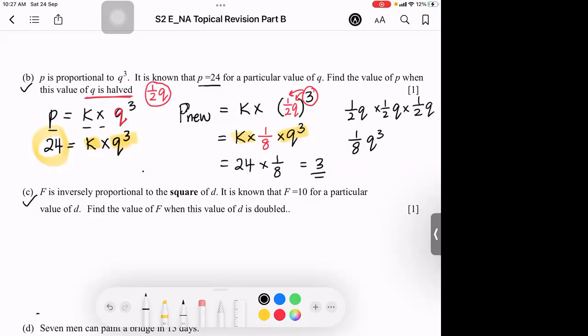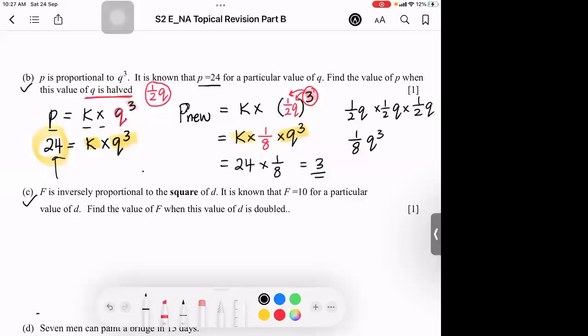Then cube, when you have the power 3 here, right? Power is 3. So you must apply the power to the number and the letter at the same time. Then last but not least, you multiply it with the 24. You must replace the number with the 24.